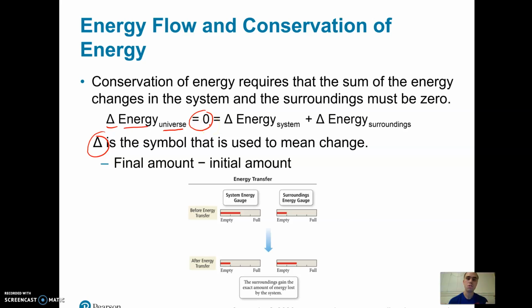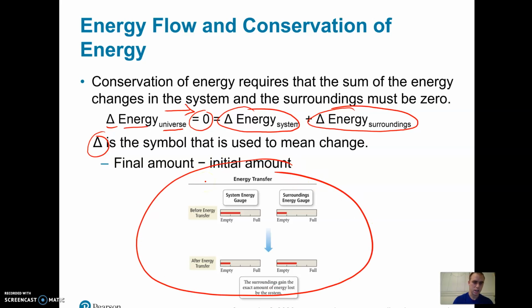In order for that to be true, the change in energy of the system plus the change in energy of the surroundings has to equal zero. So the energy that the system gains has to be equal to the energy that the surroundings loses, and vice versa. If the system loses energy, that is gained by the surroundings for a net total change of zero. Okay, and this graphic kind of explains that as well.